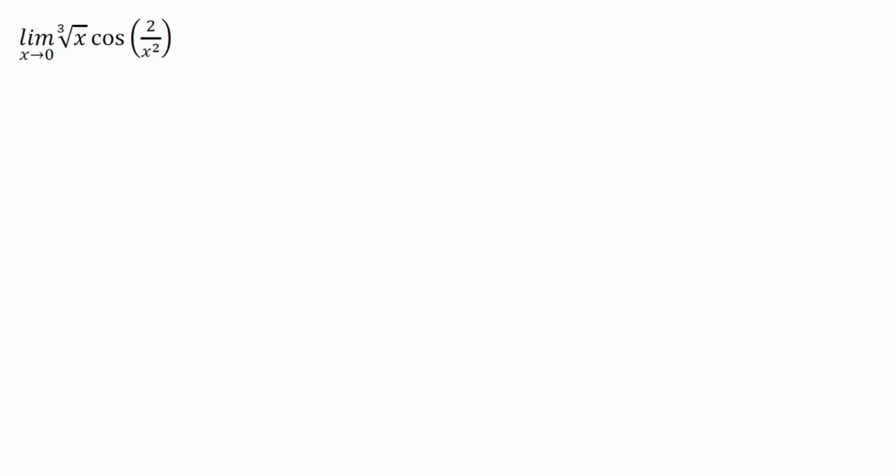Now this one looks like an exceptionally similar setup here, right? We have the cosine of something that's undefined, times 0. So this is another candidate for the squeeze theorem. We'll say that the cosine of 2 over x squared is also always between -1 and 1. But this time, we have to multiply by the cube root of x.